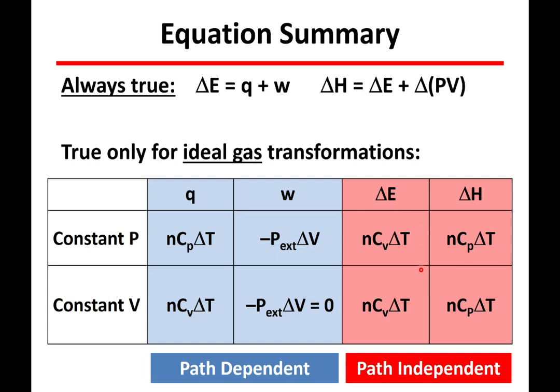For delta E, we will always use n C_V delta T because delta E is always the constant volume heat. I will refer you back to the previous video where we went through a numerical exercise as well as an algebraic exercise to illustrate this. We calculated delta E on both a constant pressure and constant volume pathway and found that in both cases, delta E was equal to n C_V delta T. For delta H, that's always the constant pressure heat, and so regardless of whether the process occurs on a constant pressure or constant volume pathway, delta H is n C_P delta T, no matter what.